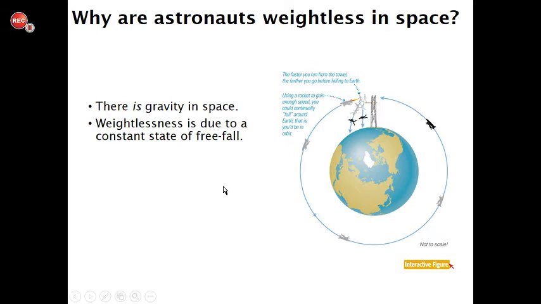And that's what's happening. There is gravity in space. I asked y'all in the homework to calculate the weight of someone in orbit, and you find it's about 85% of their weight on Earth. There's gravity in space, but weightlessness is because you're free falling.